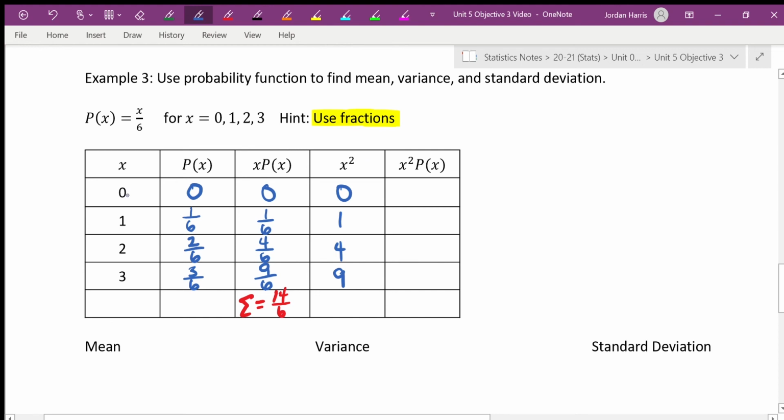So I square each one, 0, 1, 4, and 9. x squared times p of x. So that's still 0. All of these are 0 because they just can't occur. This one is still 1/6. This one is 8/6. And this one is 27/6. Okay.